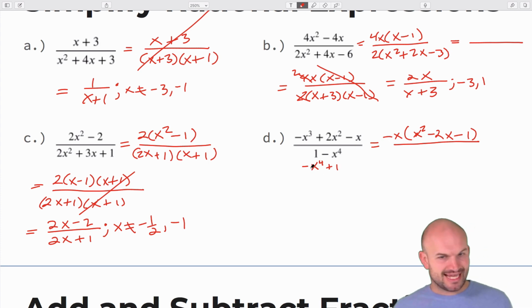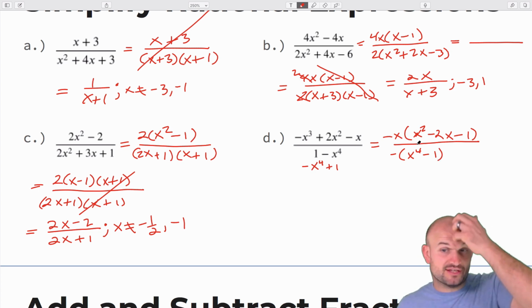And then I recognize I can't factor this, right? Unless I factor out again. Let's knock out this negative. So if I factor out a negative here, I'm getting x to the 4th minus 1. Now, you might not recognize, it's like, well, I don't know what else I can factor out. There's nothing else in common.